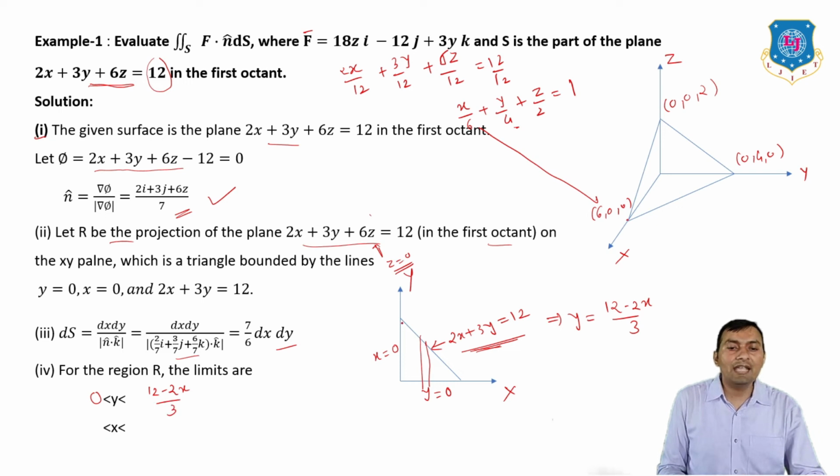So here we can notice that this line is straight, parallel to the y-axis, that we can consider from x equal to 0 to x equal to 6. This point is (6, 0) and this point is (0, 4). So we can consider the straight line parallel to the y-axis. It is starting from x equal to 0 to x equal to 6, that you can realize from this figure. So this is the limit for x.